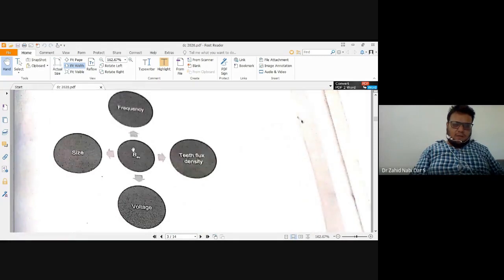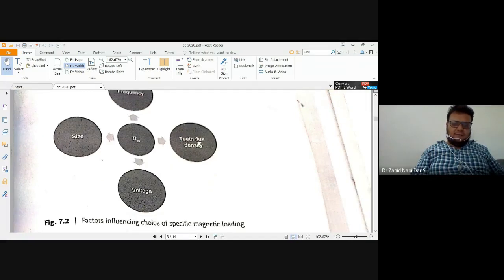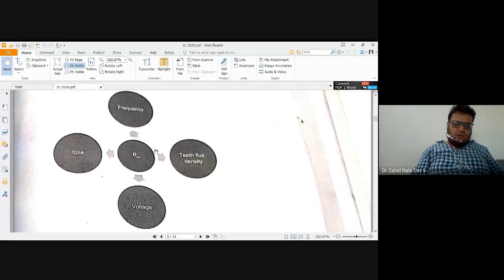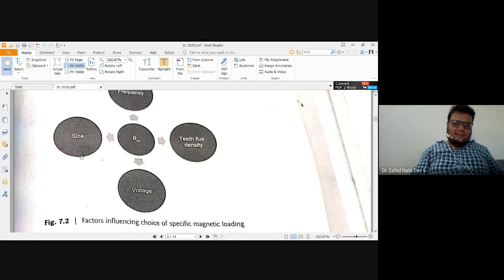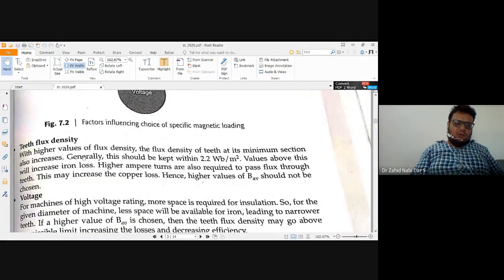Here you see, this BAV depends upon the frequency, then the size of the machine, then the voltage of the machine, and the teeth flux density. So this is a mnemonic way to remember. For example, if you are not remembering, keep a map of India: frequency and voltage we know. North pole frequency, south pole voltage. In the middle, this is UP, on top Kashmir, Tamil Nadu tooth flux density, Arunachal Pradesh, size is Gujarat, like that. So teeth flux density, how do you remember?